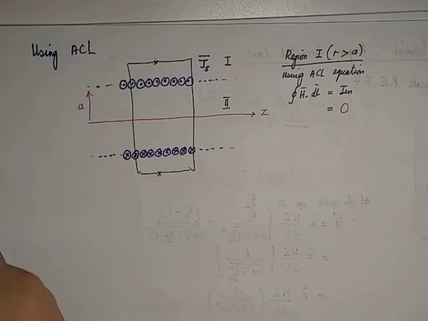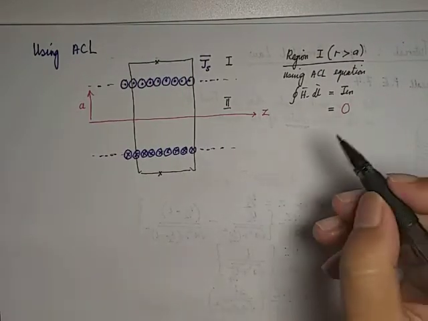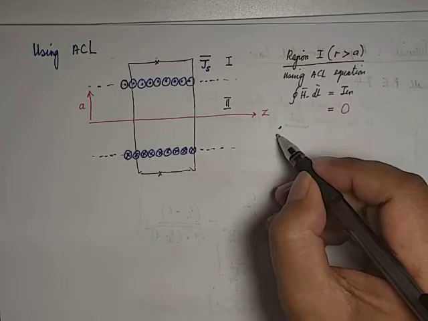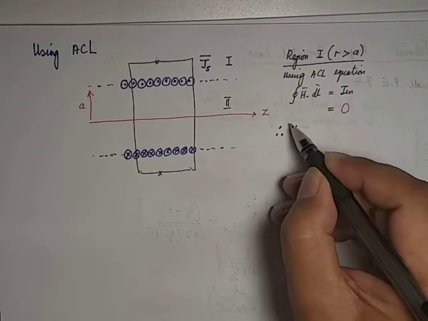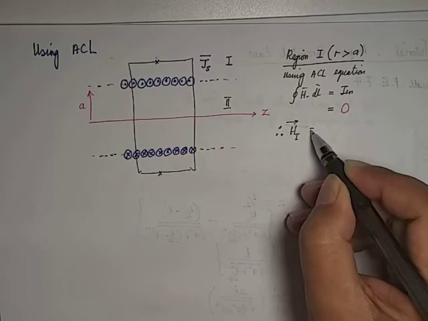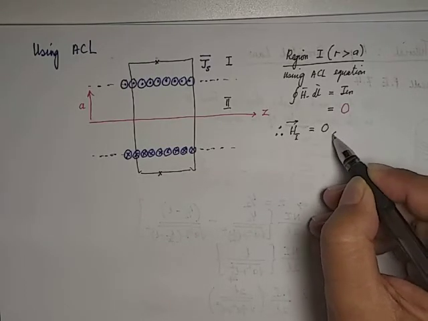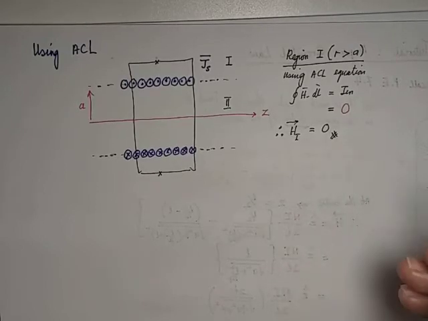Okay, so what we can say is that outside the solenoid, our magnetic field H1, which is focusing on region number 1, is equal to 0. We're going to detect no magnetic field outside the solenoid. So that should be the first observation.